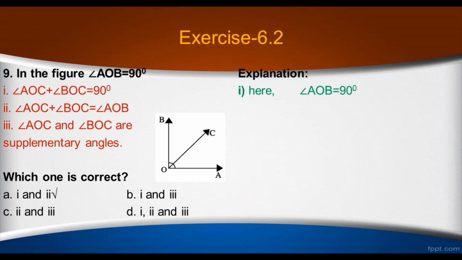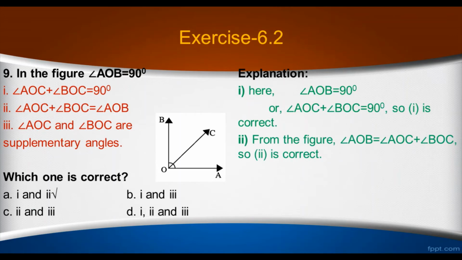That is, here angle AOB equals 90 degrees. As you can see, my dear, from the figure, angle AOB is 90 degrees. Or angle AOC plus angle BOC equals 90 degrees. If we divide the angle AOB, we get angle AOC and angle BOC, that is 90 degrees. So 1 is correct.